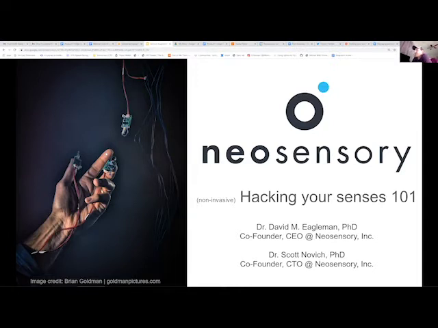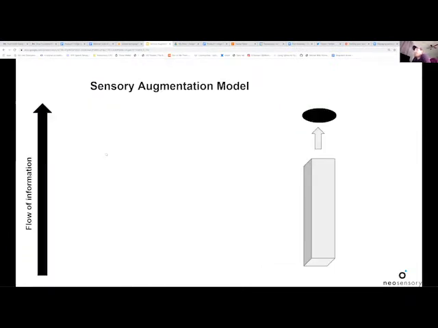Okay, so I'm going to pick up from where David left off. The goal here, and the whole purpose of this talk, is to go over how we can design effective, and I'm just going to use augmentation as an all-encompassing term, effective sensory augmentation applications.